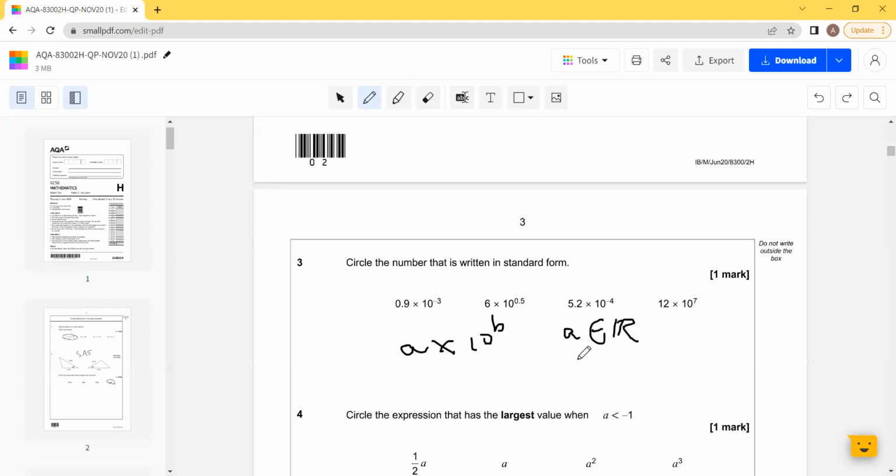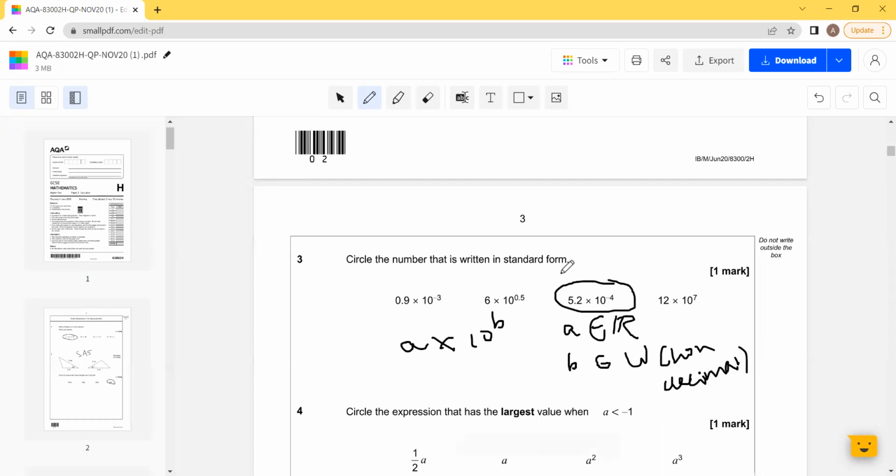So a is a real number, and b belongs to the set of whole numbers. Okay, so non-decimal numbers, basically. So b cannot be a decimal. So the power cannot be a decimal number. Okay, so a has to be real and b has to be a whole number. So it will be 5.2 times 10 to the minus 4.